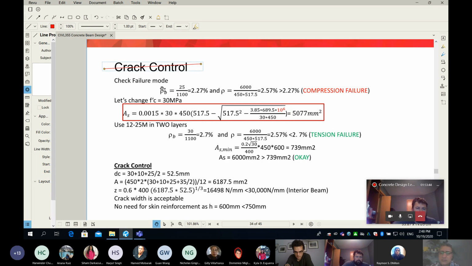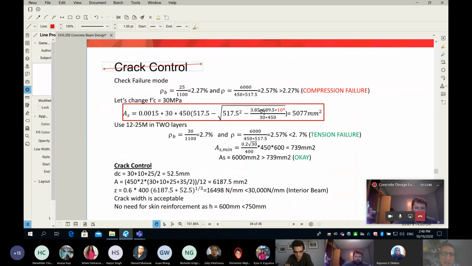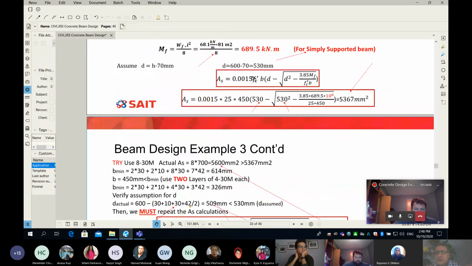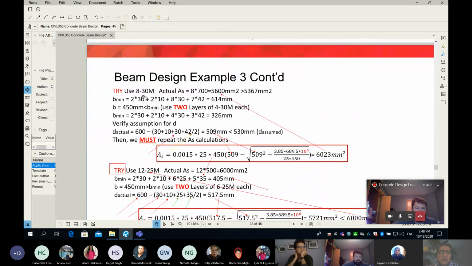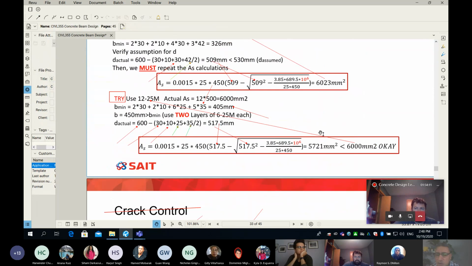So check failure mode. And remember, we're not done yet. We have to make sure it's not compression failure. We haven't done this yet. So you have to estimate your row balanced, which is 2.27% based on the 25 concrete. And then your actual row, you just have to divide area of steel. Remember, we have so many area of steel. We had, look at this, how many of them? 1, 2, 3, 4, probably 5, 6 numbers. What you're going to use is your final decision.